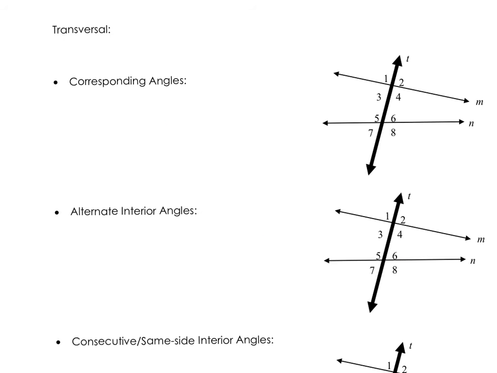So on to the next. This is where you're really going to want a colored pencil. A transversal is kind of a complicated word for a really easy topic. A transversal is just a line that intersects other lines. So in all the diagrams here, I have the bold line T intersecting M and N. So T, the bold line, is our transversal in this case.